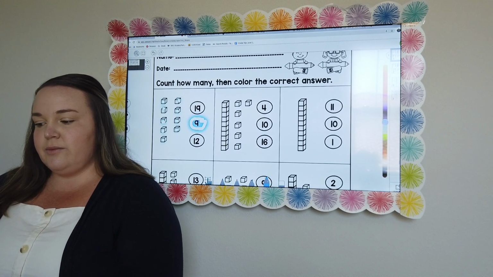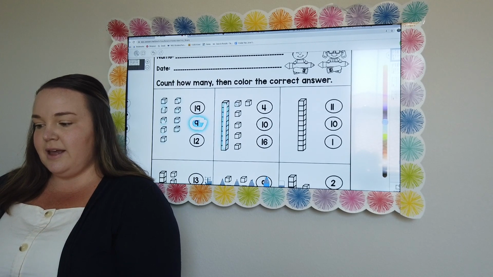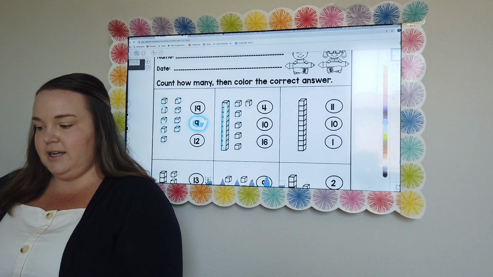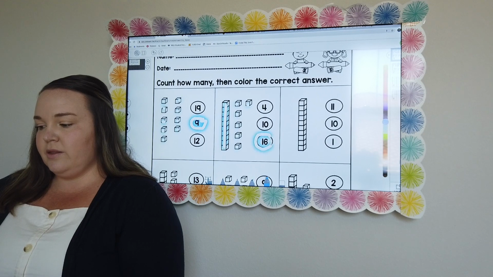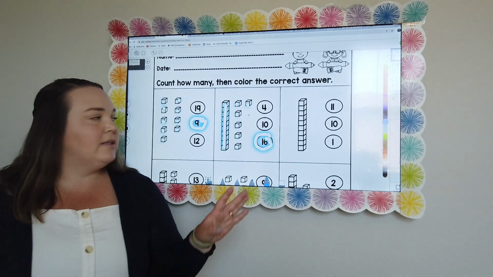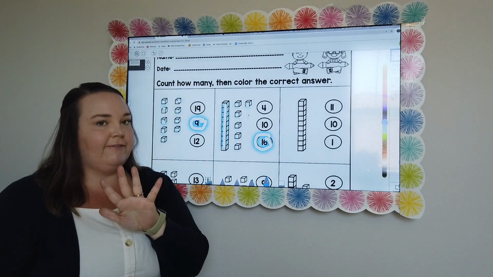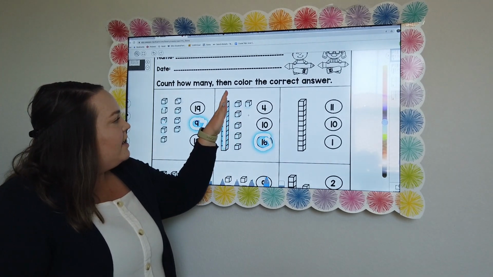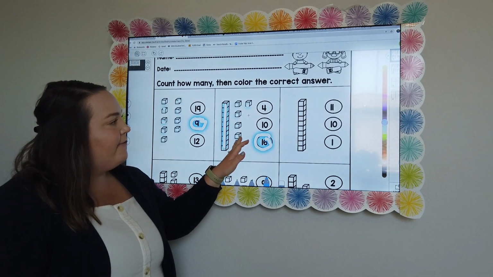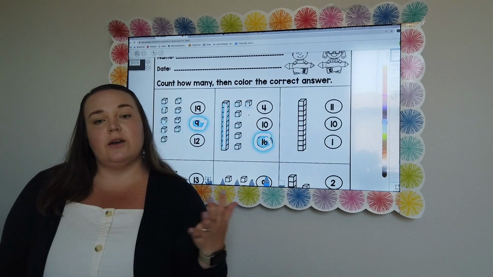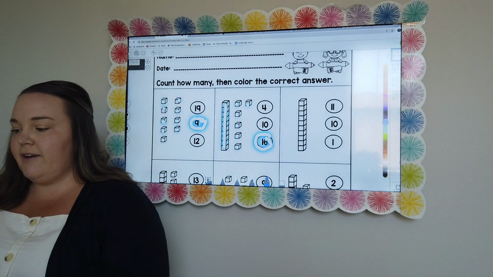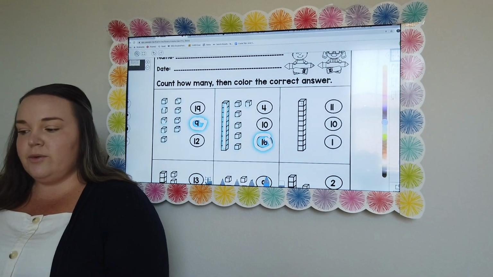We know for this next one we can count 10, 11, 12, 13, 14, 15, 16, and we circle the correct number. Okay, when we saw them scattered like this, we know that that was 5. So we could have counted 10 and 5, 15, 16. So we can also count that way. It can be a lot faster. This one should be pretty easy.